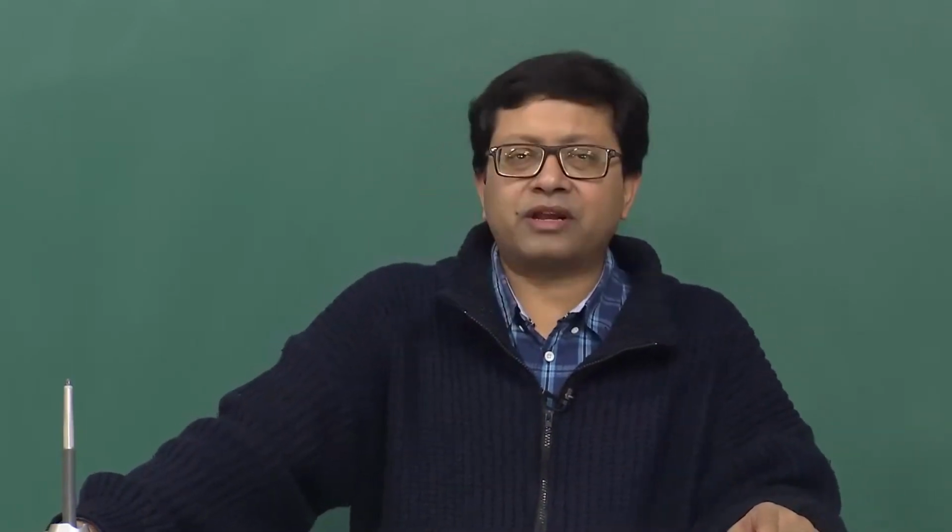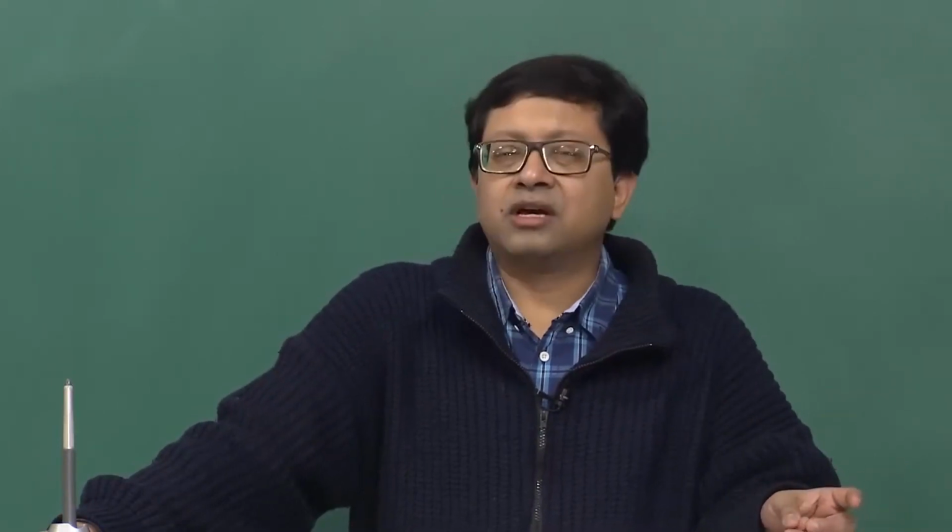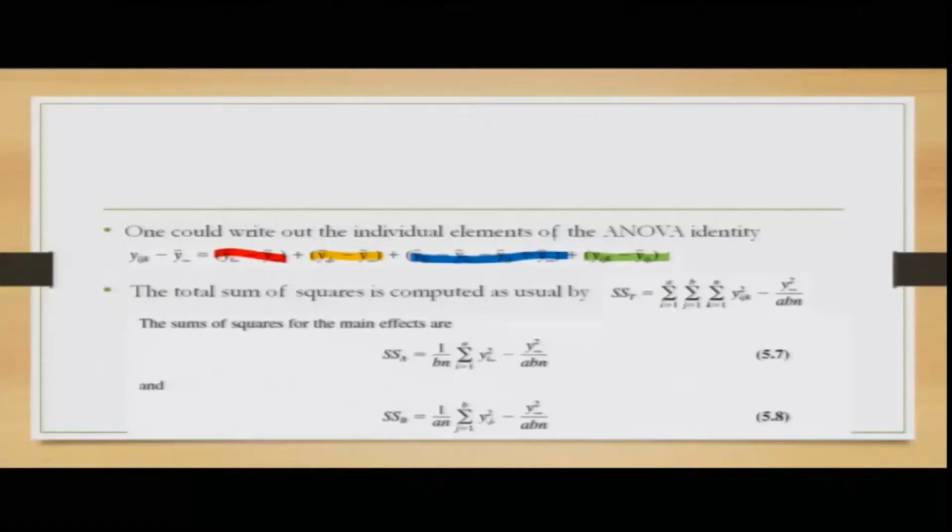The total sum of errors would be very simply found out by finding out the square of the errors. So, that would basically in the end come out to be y square dot dot dot divided by a, b and n, because that is the total number of observations. So, the sum of the squares for the main effect can be found out from a and b, or it can be extended to a, b, c, and you can do the calculations accordingly.